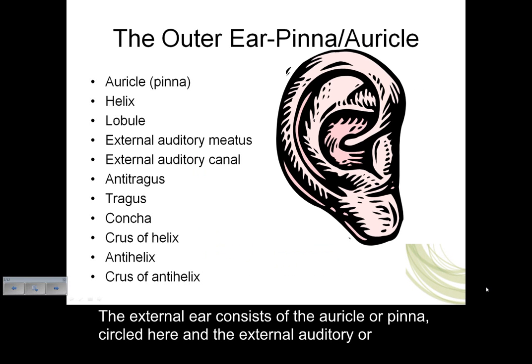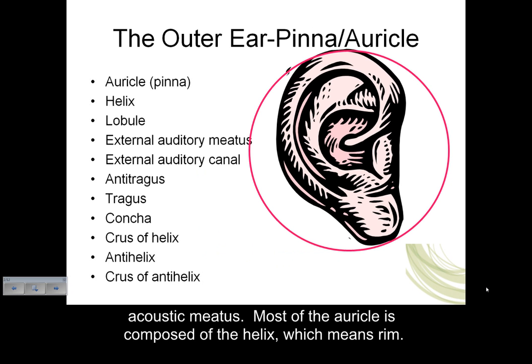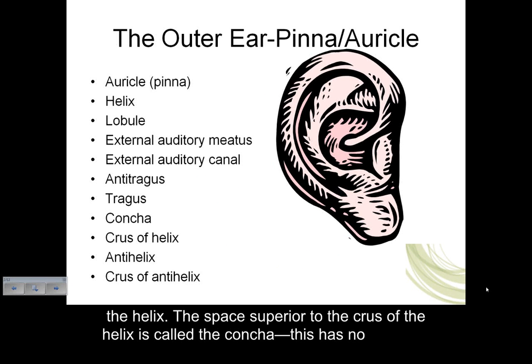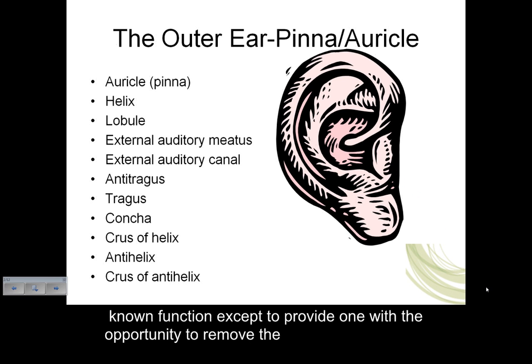The external ear consists of the auricle, or pinna, circled here, and the external auditory, or acoustic meatus. Most of our auricle is composed of the helix, which means rim. Inferiorly, the helix leads to the lobule. Superiorly, the helix terminates at the crus of the helix. The space superior to the crus of the helix is called the concha.